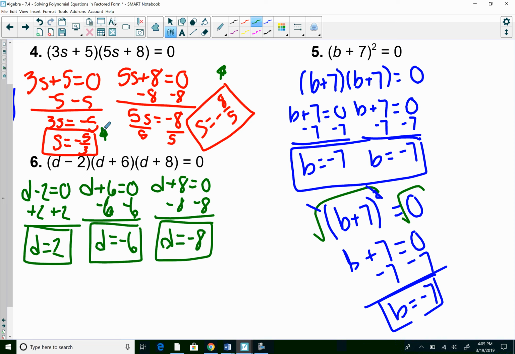And then you've got B equals negative 7 for problem number 5. Again, don't care which way you decide to do it, whether it's that top way or whether it's that bottom way. Figure out what works best for you. And then for number 6, you've got D equals 2, D equals negative 6, and D equals negative 8.